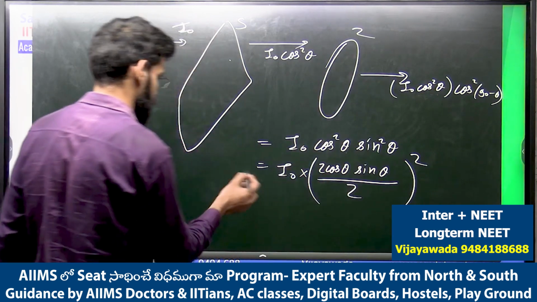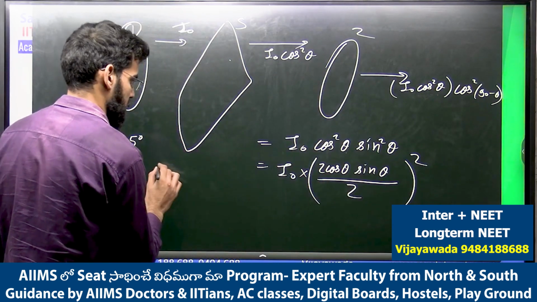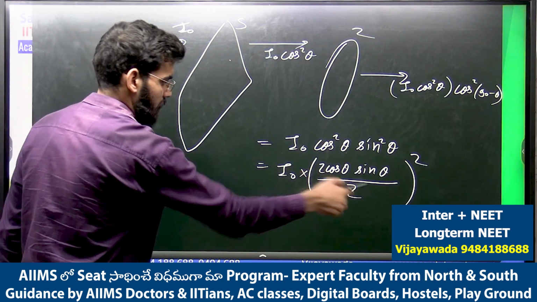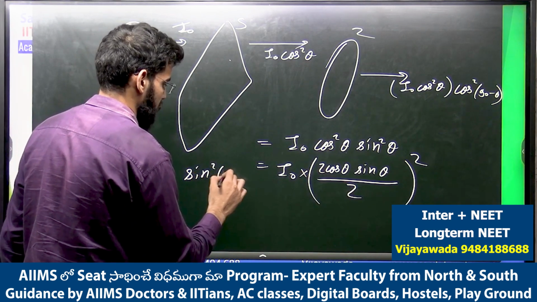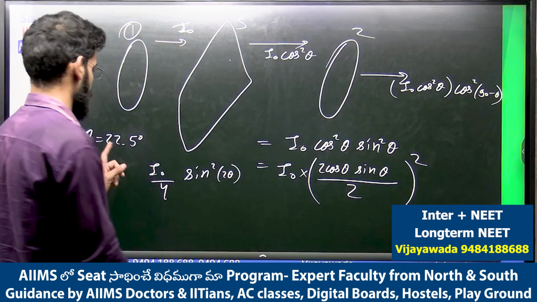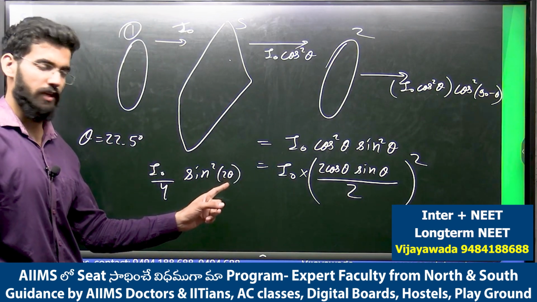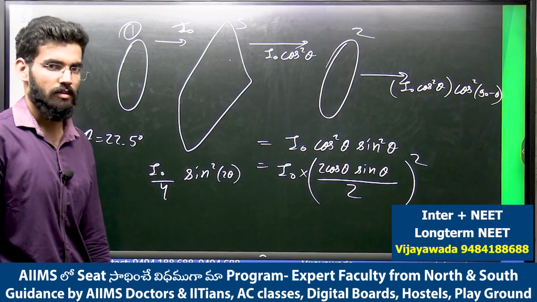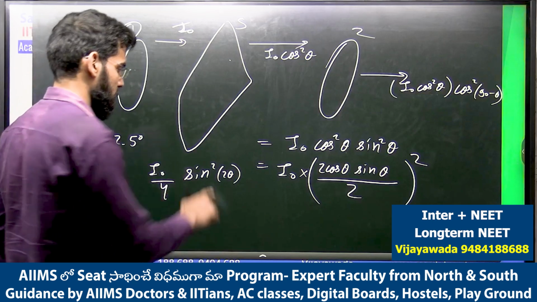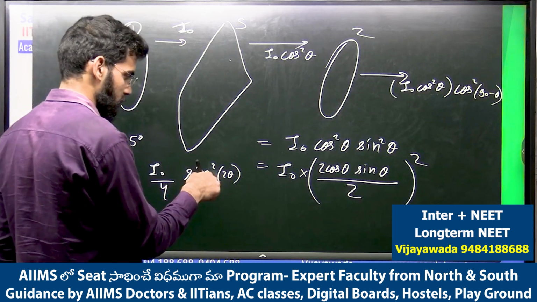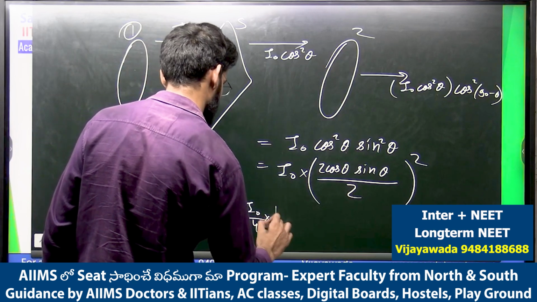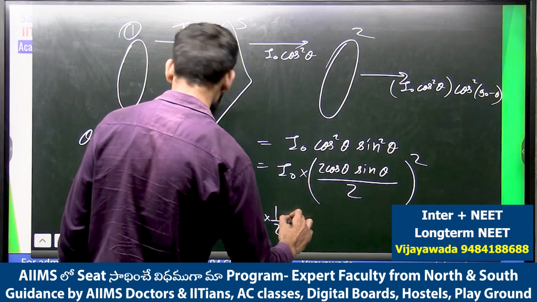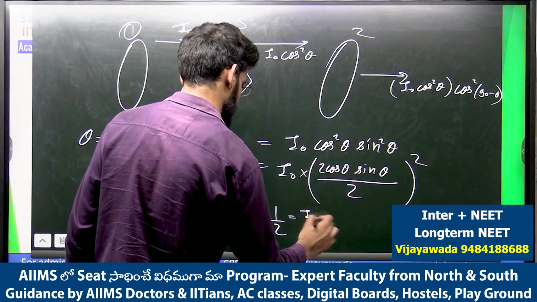So how much did this come? I am writing this side. So you can say I naught into I naught, this will become I naught by 4, and this will become sin square 2 theta. So 22.5 into 2 is 45. Sin 45 how much? Sin 45 is 1 by root 2. So this square will become 1 by 2. So what will the answer be? I naught by 4 was already there, and this is 1 by 2. So this will become I naught by 8.